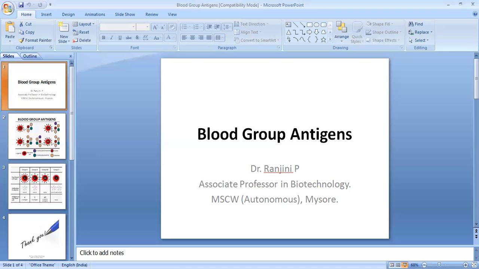Depending on the antigenic property of blood, all human beings can be classified into four groups: antigen A, group A; antigen B, group B; and those with both antigen A and B will be considered as group AB; and those individuals who do not carry A or B antigens are considered as group O.